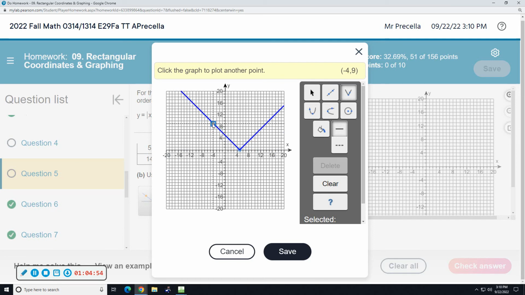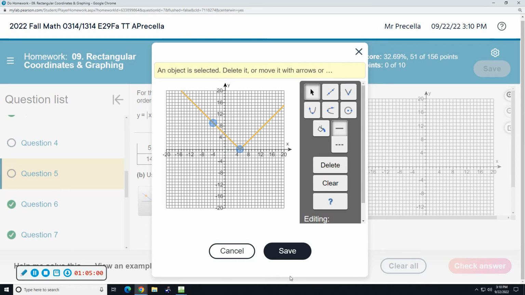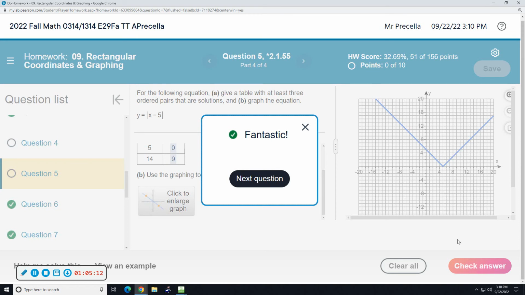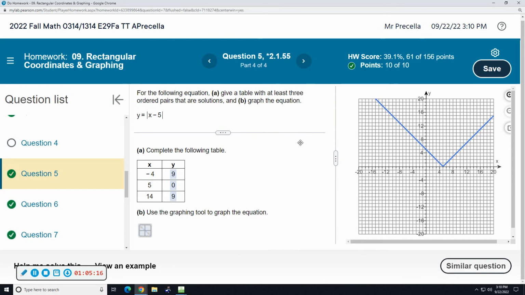Is that the point I needed? Negative 4, 9. Do you see it there in the yellow box? Yes. And notice, when you click it, it has the nice V shape, not a U shape, the V shape. We save it and check our answer. Any questions there?